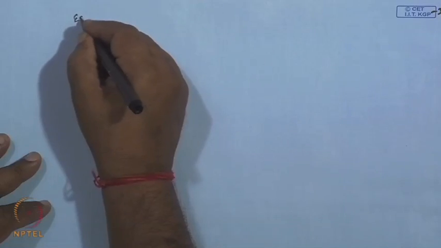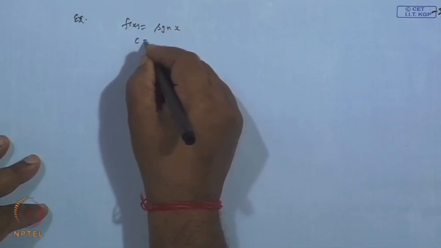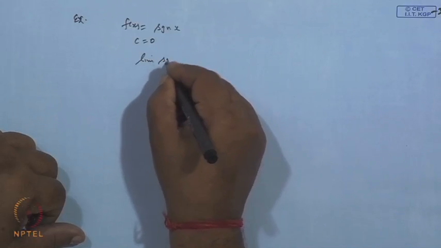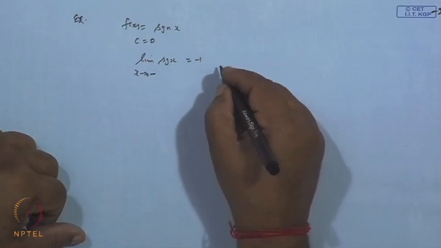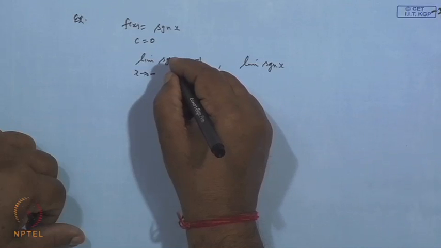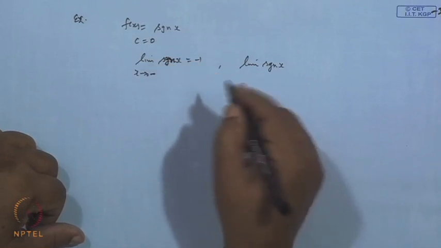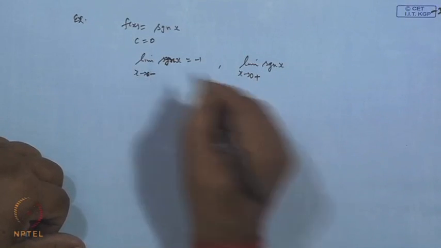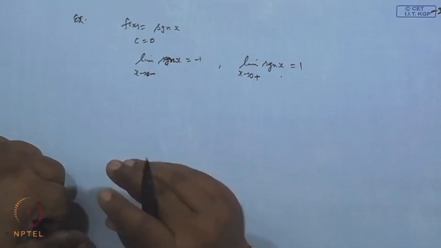so the example is if we take the function f x equal to signum of x and C is the point 0, then we say the limit of the function f x, that is signum of x, when x tends to 0 minus is minus 1 from the left hand side, while the limit of signum of x as x tends to 0 plus is 1. So, this is the right hand limit, this is the left hand limit.